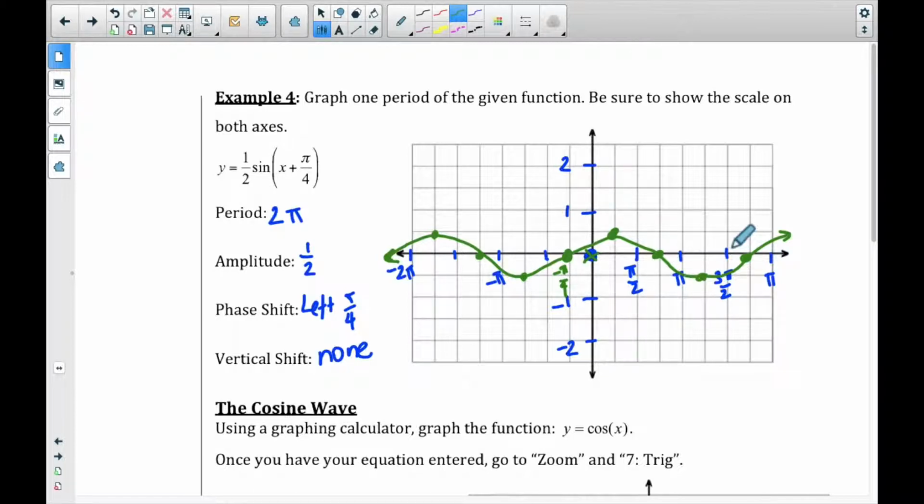Okay, that is the end of the sine graphs. We will do cosine graphs after this.